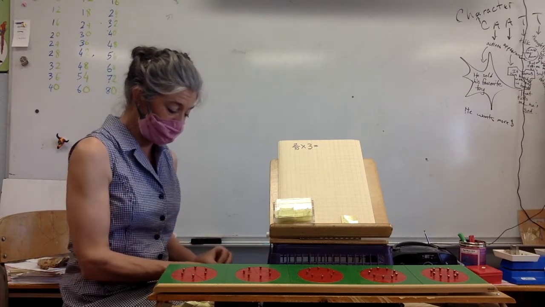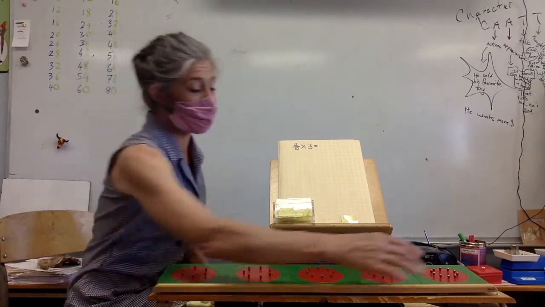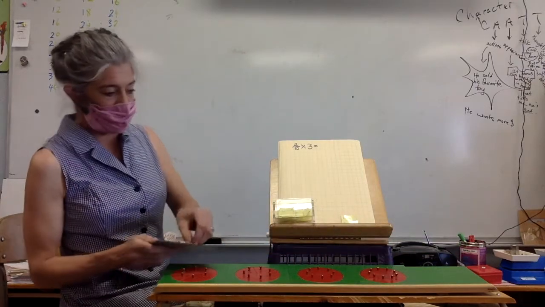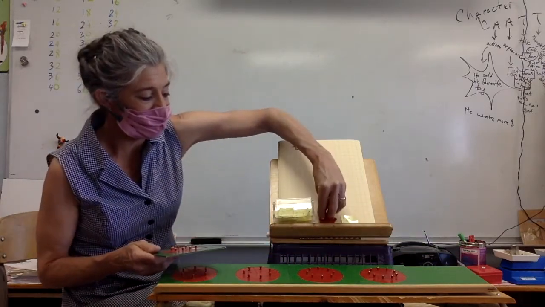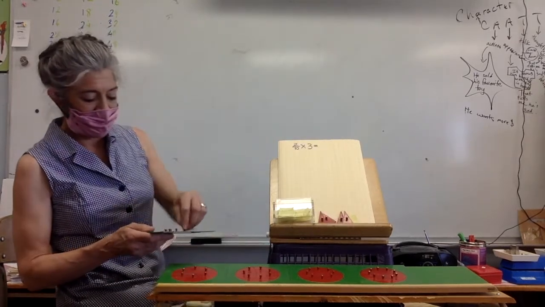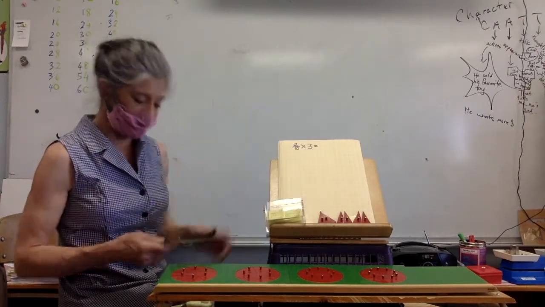Now let me show you how to do it. Circle of tenths. 2/10 once. 2/10 twice. 2/10 three times. How many tenths? 6 tenths.